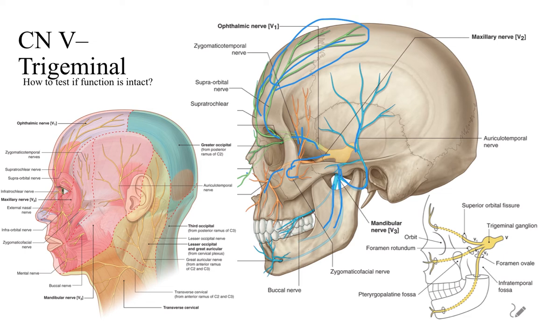How do we test the trigeminal nerve? Well, we do sharp and soft touch in areas of the scalp, on the maxillary region, on the mandible, as well as strength tests for opening the jaw, opening the mouth.